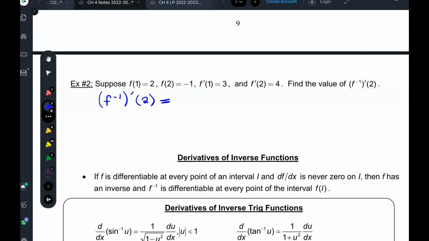Okay, is 2 an x or a y value of the original? Y value of the original. Where's the original? Here, I have f of 1 equals 2, so basically this is an example where I give you more information than you actually need. I've got f of 1 equals 2. I've got f of 2 equals negative 1. And I have f prime of 1 equals 3 and f prime of 2 equals 4.